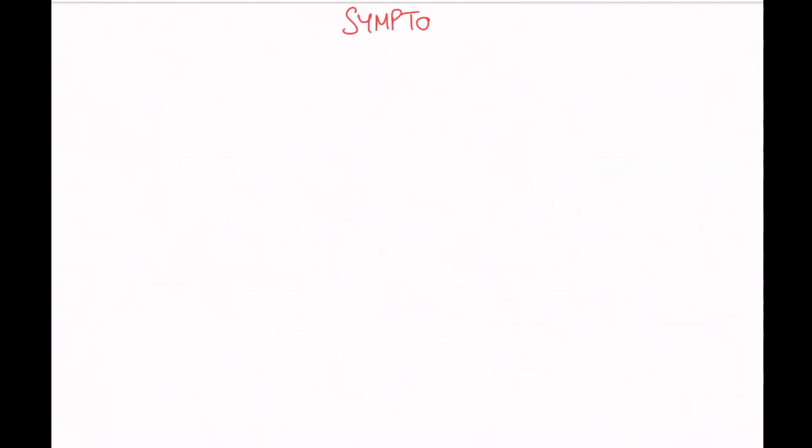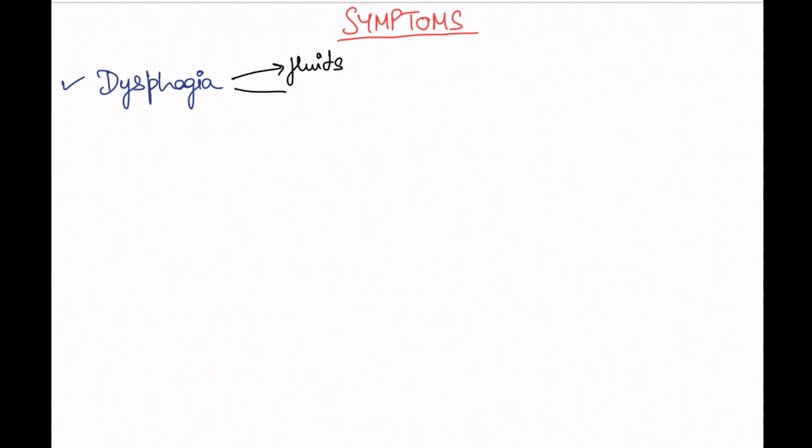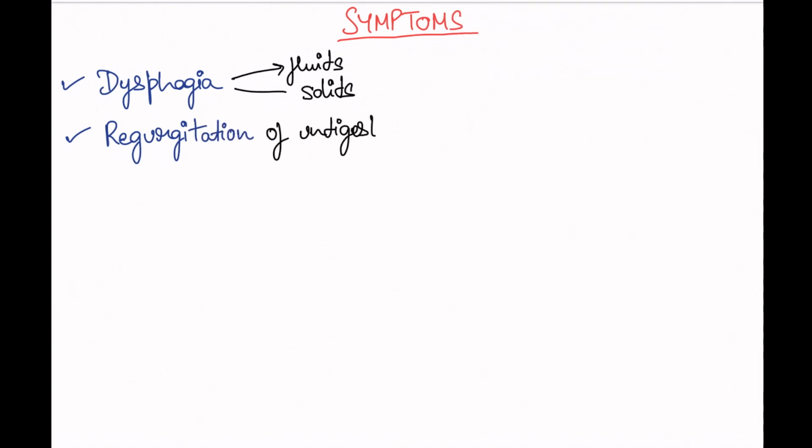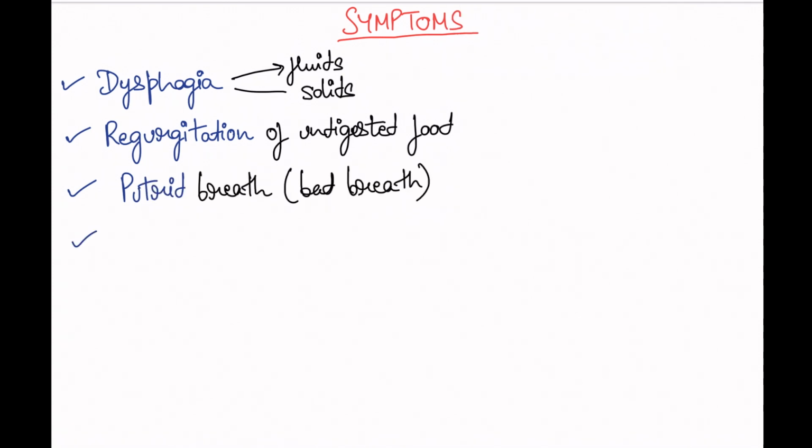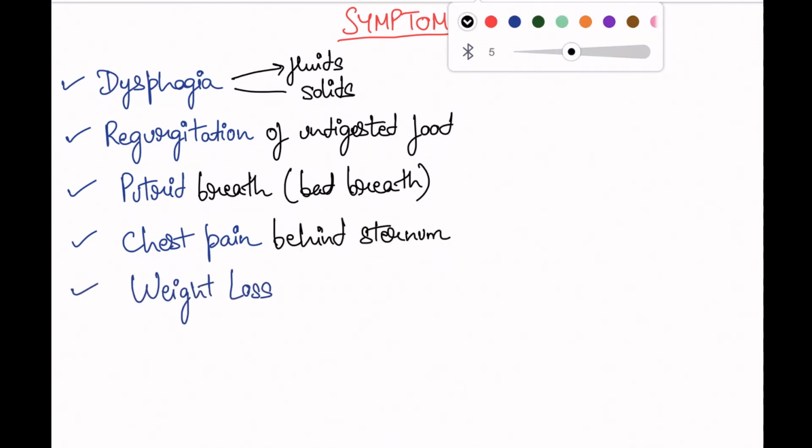Now let's talk about the symptoms of achalasia. The most common symptom is dysphagia. Dysphagia means difficulty in swallowing, and in achalasia we have difficulty in swallowing both solid and liquid food. The next is regurgitation of undigested food, and patients also complain of bad breath. We can also call it putrid breath. And the next symptom is chest pain behind the sternum, and the last is weight loss.